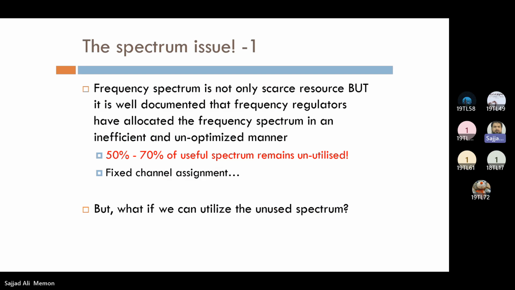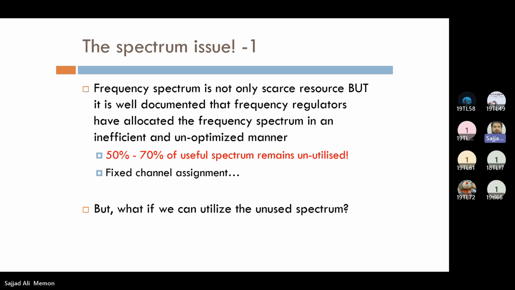So, what was the idea, the motivation behind this cognitive radio? The first thing is that to transmit data from one point to another, we need a spectrum, and frequency spectrum is a thing that is not only scarce but also very expensive. But it is well documented that frequency regulators have allocated the frequency spectrum in an inefficient and unoptimized manner.